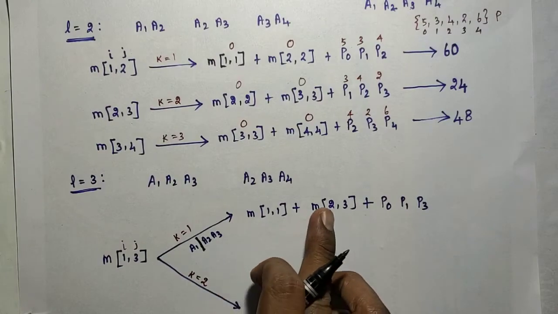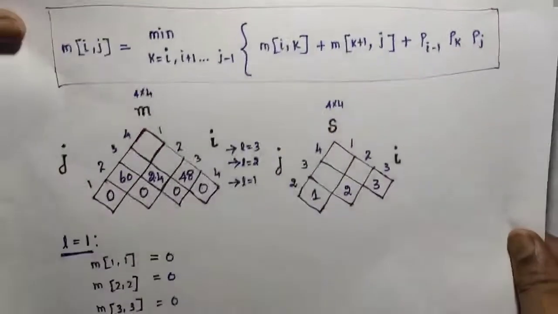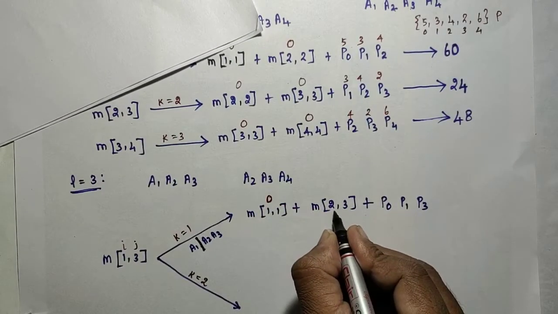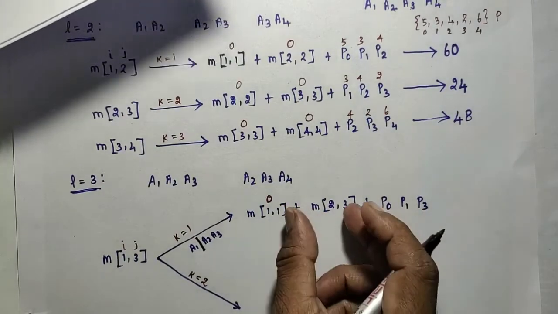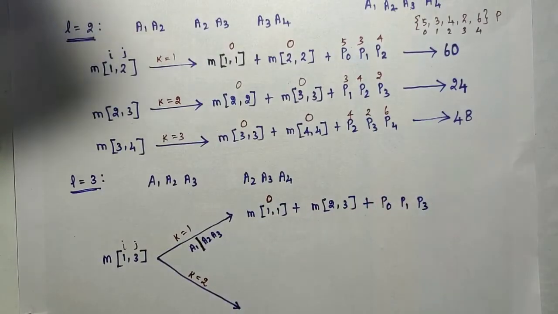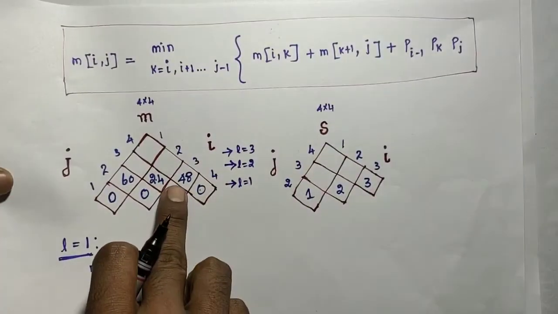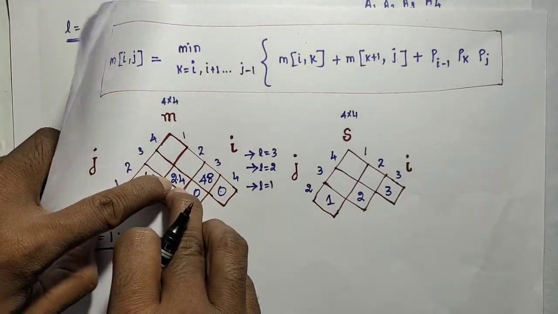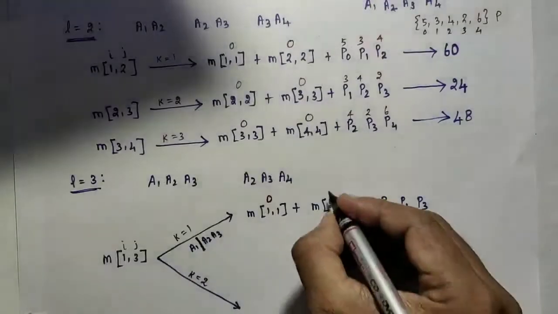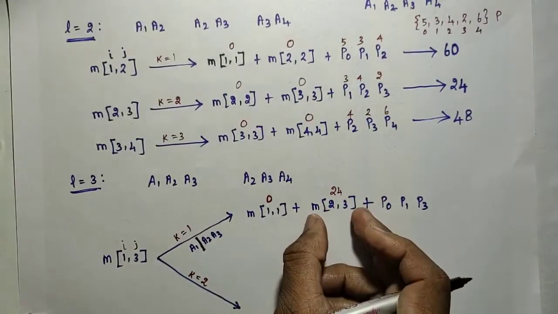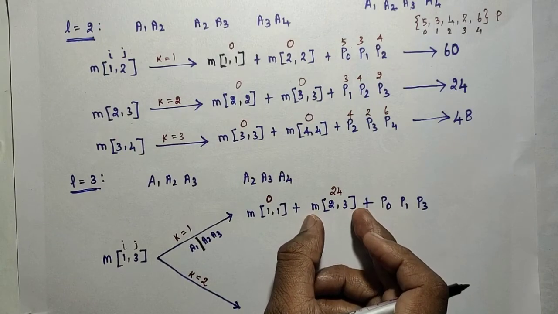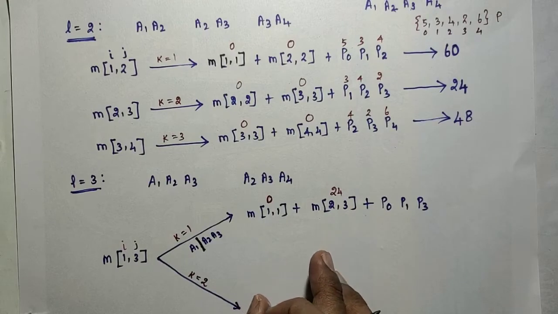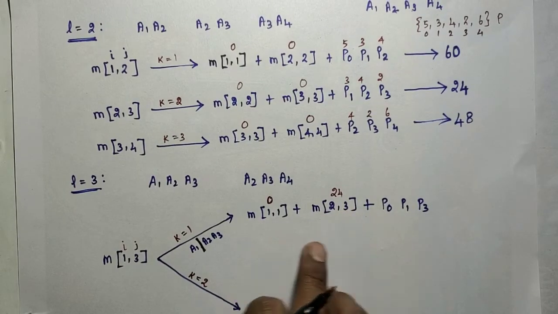Now what is the value here? 1 comma 1 and 2 comma 3 will be taken from the table. 1 comma 1 is 0. The minimum multiplication needed for 2 comma 3: the smaller size problems are already solved, so that value will be taken from here. The number of multiplications for 2 comma 3 is 24, taken from the table. It is called the dynamic programming approach. We are obtaining the already solved solution from the table.